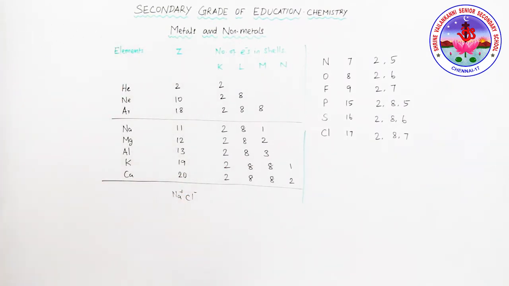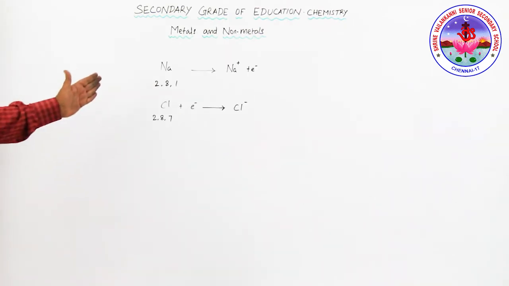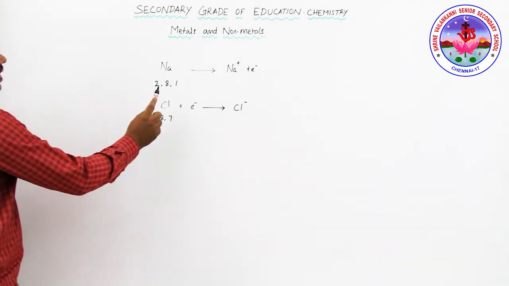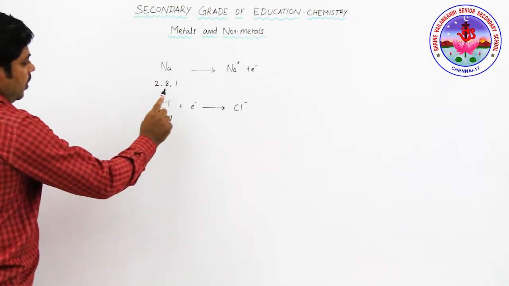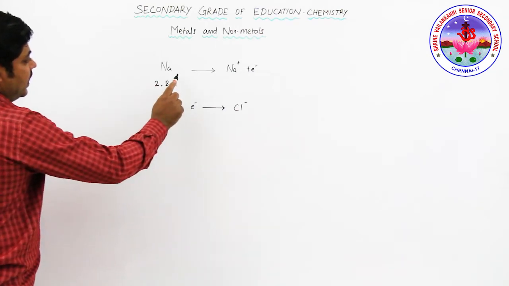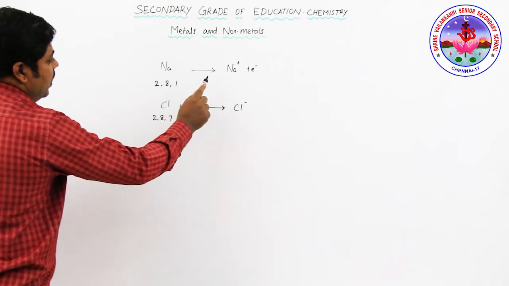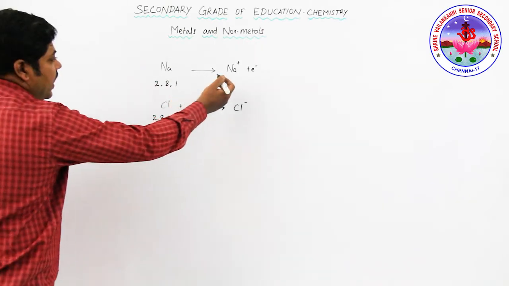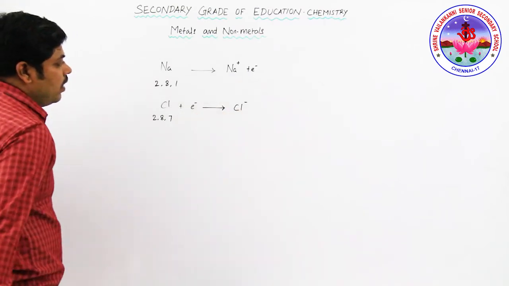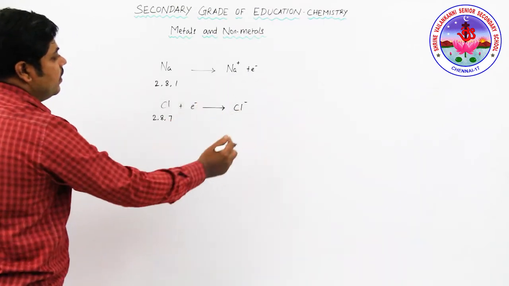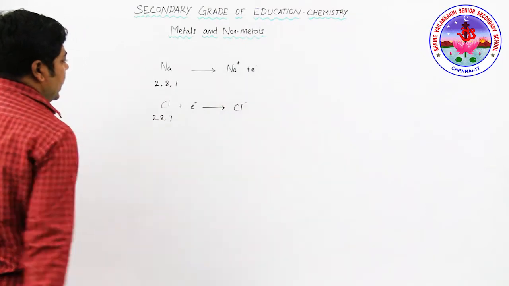Now we will see how the formation is formed. Look at this, the formation of sodium chloride. Sodium's atomic number is 11 and the electronic configuration is 2, 8, 1. So the valence electron is 1. That is why sodium loses 1 electron to form Na+. This is called the sodium cation, or simply a cation, having lost 1 electron.